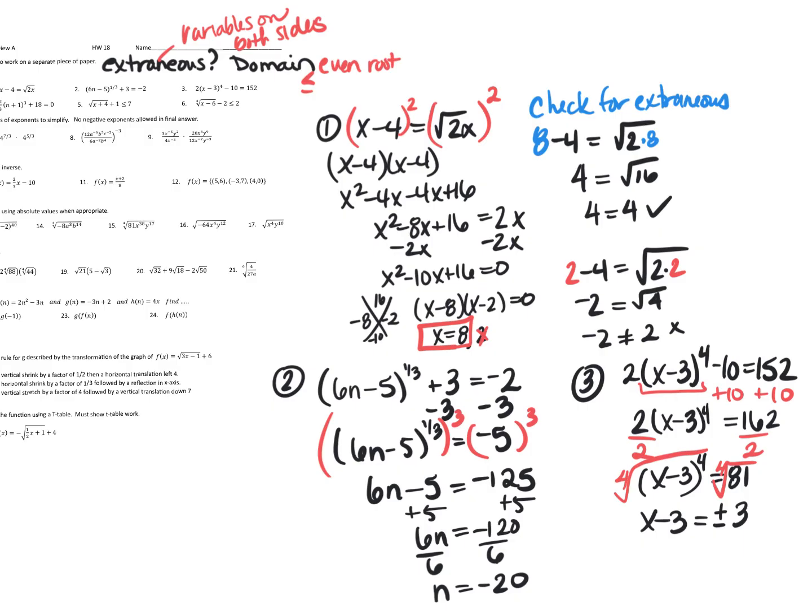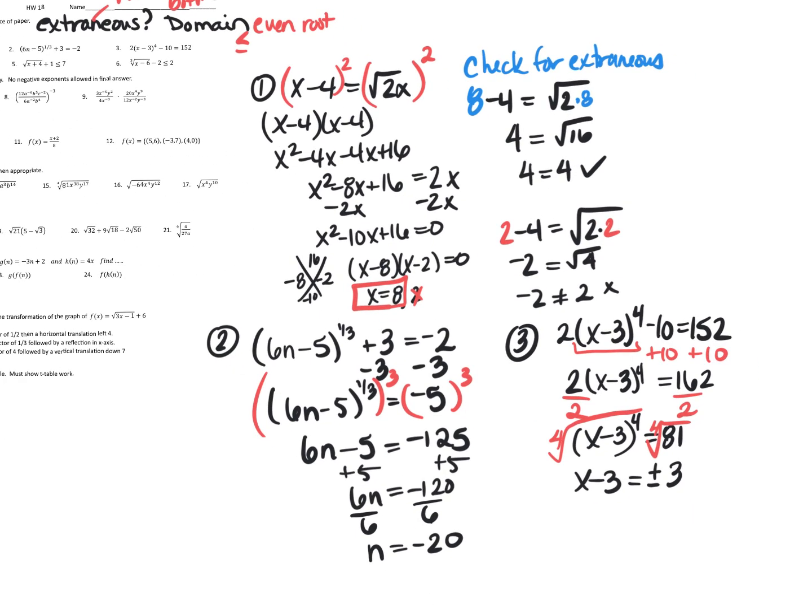I took the even root. I always need a plus or minus with my even roots. And then we're going to add 3 to both sides. Remember that 3 goes in front of the plus or minus, so it becomes 3 plus or minus 3. 3 plus 3 is 6. 3 minus 3 is 0. So x is 6 and 0. Now the domain for the 4th power and the 1/3 power is all real numbers, so I don't have to check for extraneous. But you should plug it in to see if you got the right answer.